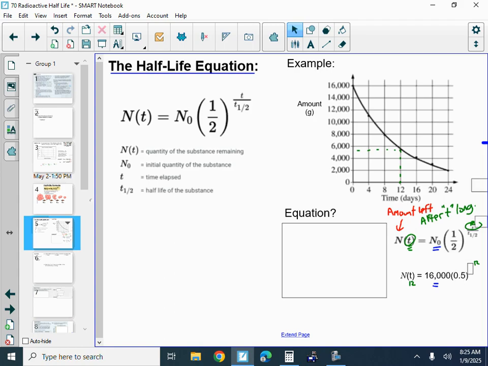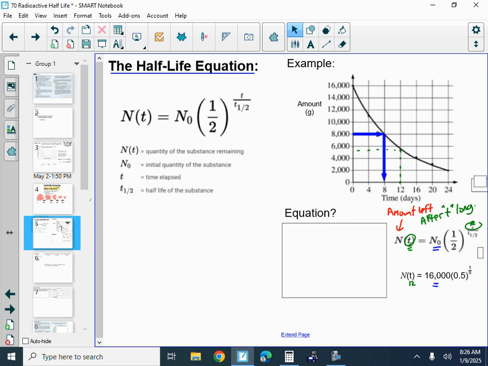You're going to have your 1/2 factor in here, of course, your 0.5. And then this is going to be t divided by the half-life, right? So t divided by the amount of time that it takes for half to disappear. And we can see that from the graph because right here, the half of 16,000 is 8,000. And so you can tell the half-life is 8. And so the equation for this one would be a 1/8.